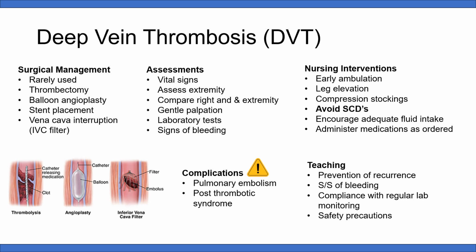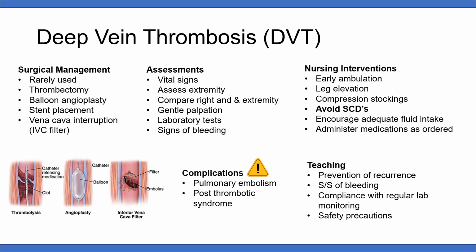Some complications that can result from this is pulmonary embolism. I mentioned that earlier, where that clot breaks off and travels all the way up to the lungs and then obstructs blood flow up there. Post-thrombotic syndrome, this is when the clot has been resolved, but the patient is still experiencing like chronic pain in that area, chronic swelling, even though the clot is like no longer significant.